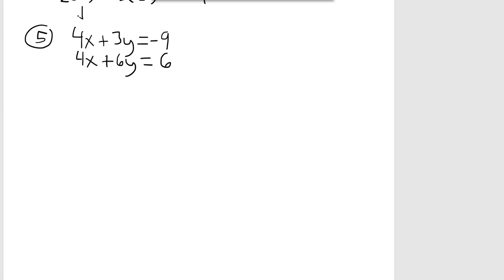If we were to add these just like they are, 4x plus 4x would be 8x, 3y plus 6y would be 9y. Neither variable drops out. But if I were to change one of the equations so that instead of having a positive 4x here, I can make it a negative 4x, then when I add a negative 4x and a positive 4x, that will cancel out. So I'm going to multiply the top equation by negative 1. And I'm going to multiply every single term in the equation by negative 1.